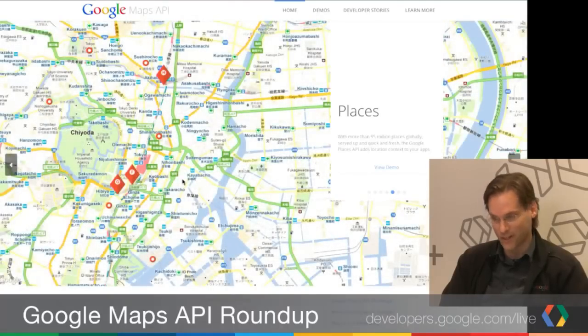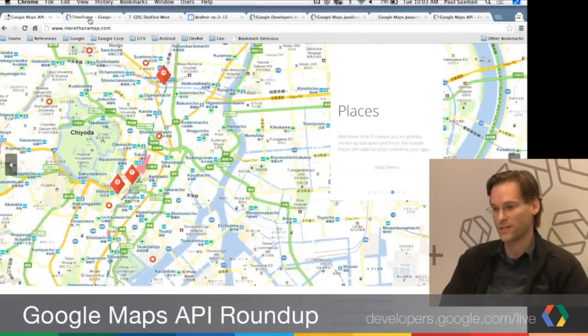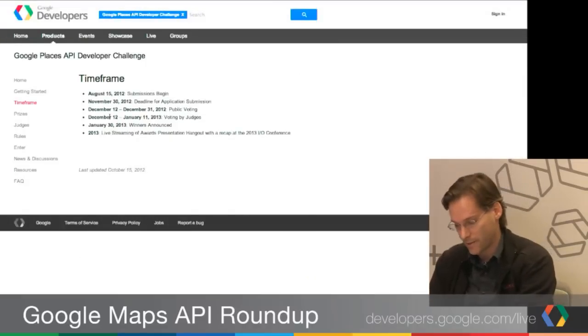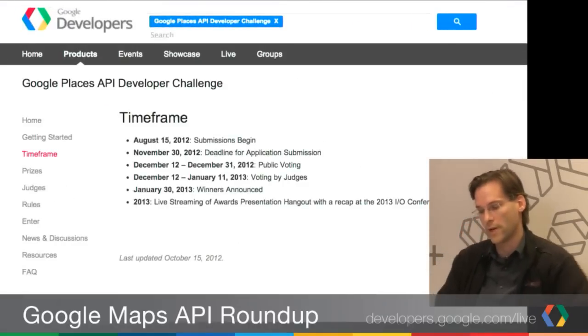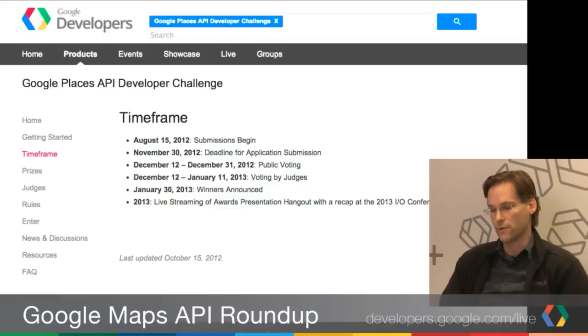Next up, we have the, actually I'm going to go off my tabs, the Google Places API Developer Challenge. Just today, actually, we updated the time frame for the challenge. We've actually gotten quite a few good submissions so far, and I didn't mention them last week at the GDL, but we're looking to collect a few more. Some of the feedback we got from developers was that they just need a little bit more time.